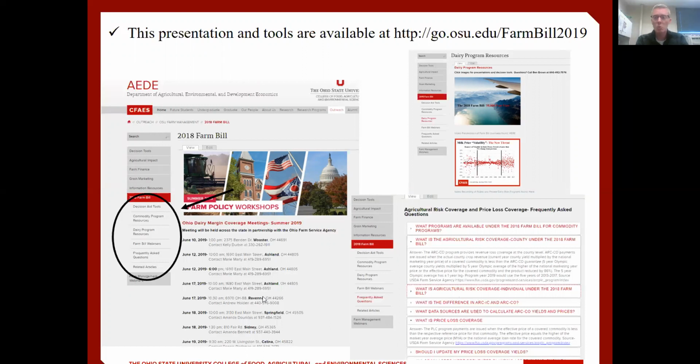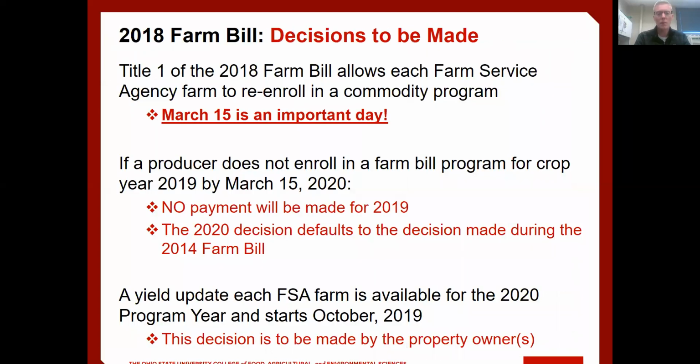Ohio State University will be providing a series of county-based workshops to producers around the state. So be sure to check out this county-based meeting selection here where we're showing you the dairy meetings that we did around the state. We have a list of county crop meetings for ARC and PLC that we'll be doing around the state as well. So make sure to check that out as we move forward. And all that information is available at this website.